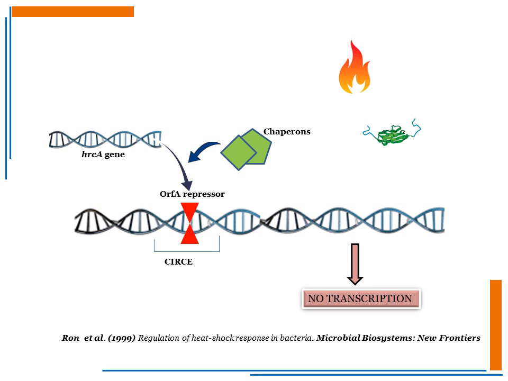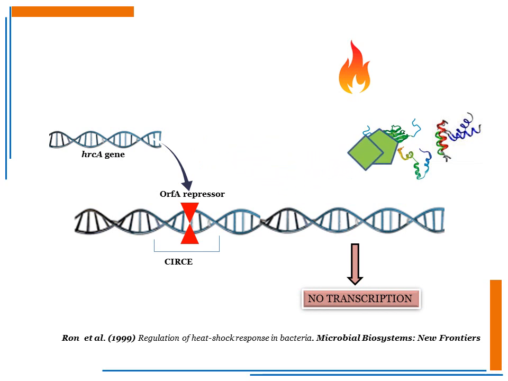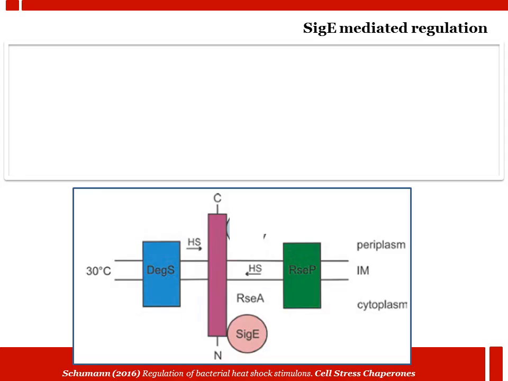In response to a rise in temperature, there is continuous and aggravated unfolding of proteins. So now the chaperones move to attend to these unfolded proteins, and as a result, the HrcA repressor is not properly folded, so it is no more available at the operator site, and in response to this, the polymerase can bind and transcription can occur. So this is a very good example where the unfolded proteins, the chaperones and the repressors all are acting in response to a stimulus and guiding expression.